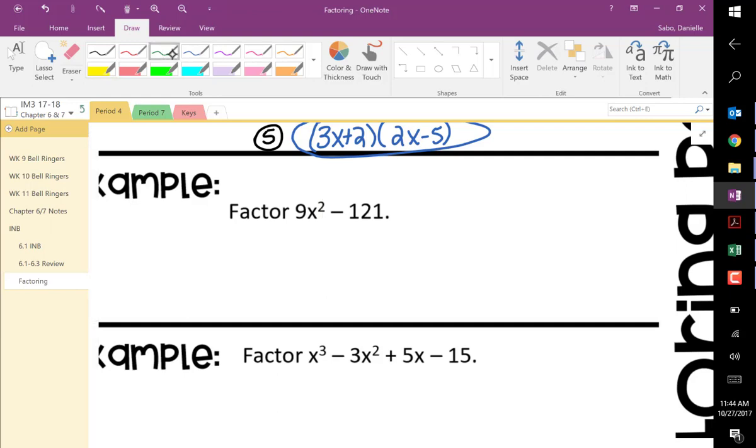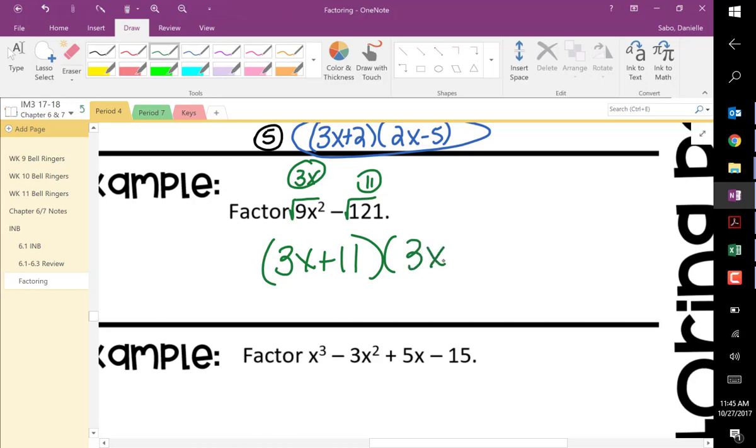So, what is the square root of 9? 3. What about x squared? 11. Ooh, that's 11 here. The square root of x squared is x. So I'm going to circle my magic numbers. I call them magic numbers. Okay? Now here's the easy part. Plus and negative. Yeah, plus and negative. So 3x plus 11 and 3x minus 11.